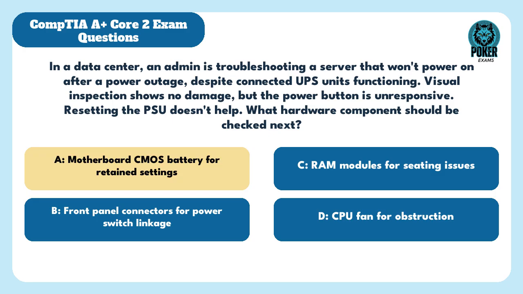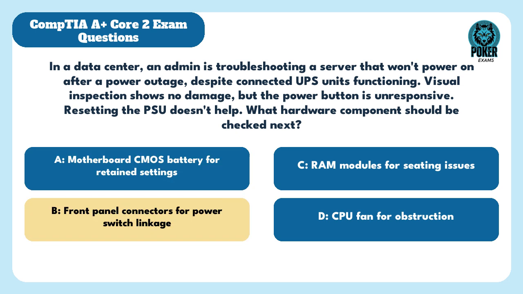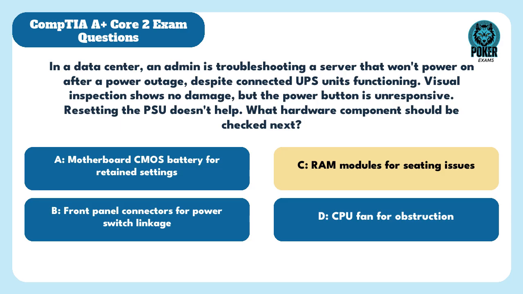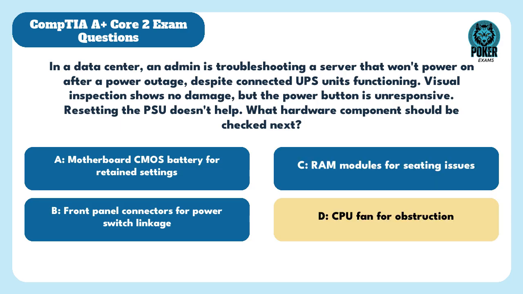Option A, motherboard CMOS battery for retained settings. Option B, front panel connectors for power switch linkage. Option C, RAM modules for seating issues. Option D, CPU fan for obstruction.